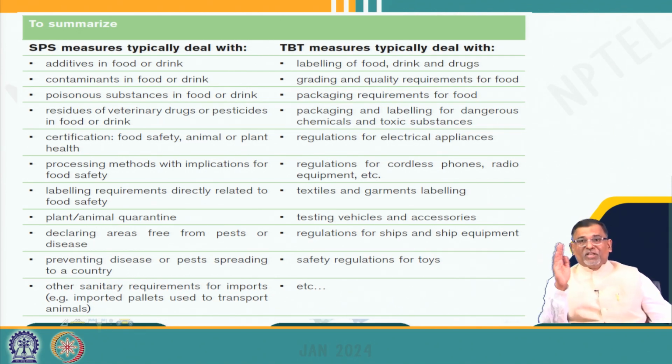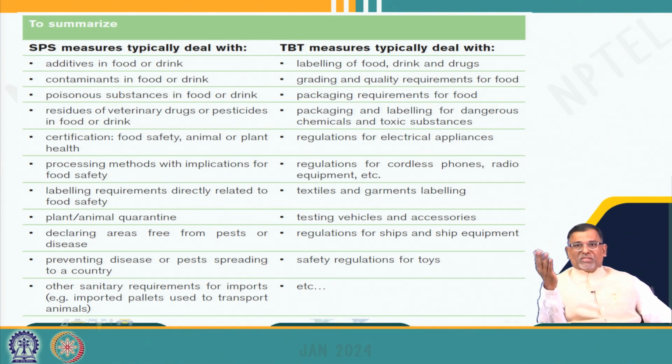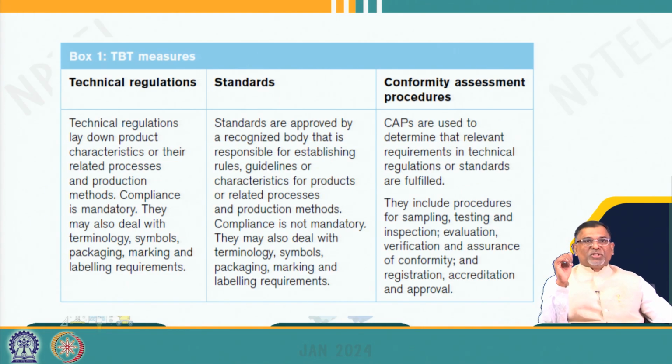At the same time, if you look into the TBT measures, you can see labeling of food and drink, grading, packaging, regulations of electrical appliances, the mandatory regulations, the voluntary regulations, textile and garment labeling. So, phones, radio, other electronic equipment, and emission standards mentioned for vehicles are TBT measures. Safety regulations for toys, all of these will come under the TBT measure.